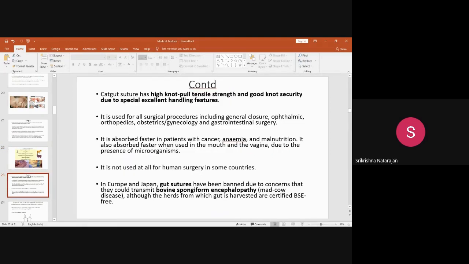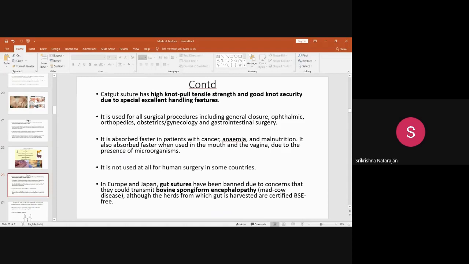And the thing is, this suture has certain problems. In Europe and Japan, these are banned because it has certain problems like bovine spongiform encephalopathy. It is called mad cow disease because it is derived from the stomach of the cow and the sheep. So that is why whenever these sutures are manufactured, they are certified as BSE free. That is bovine spongiform encephalopathy. It is a disease.